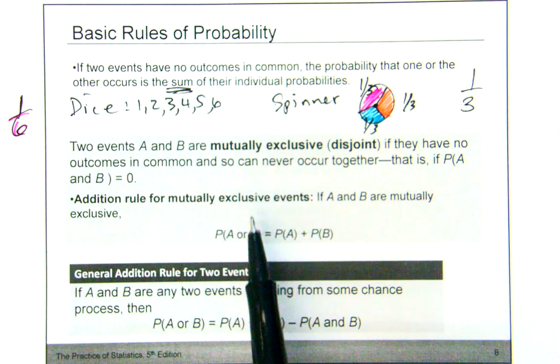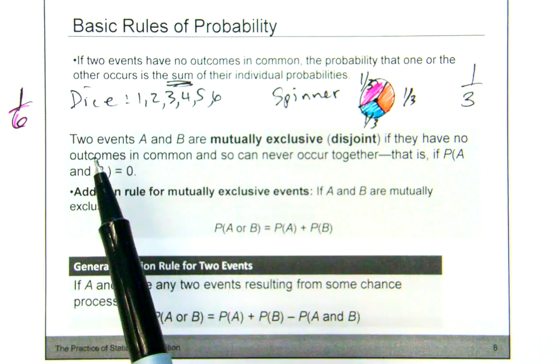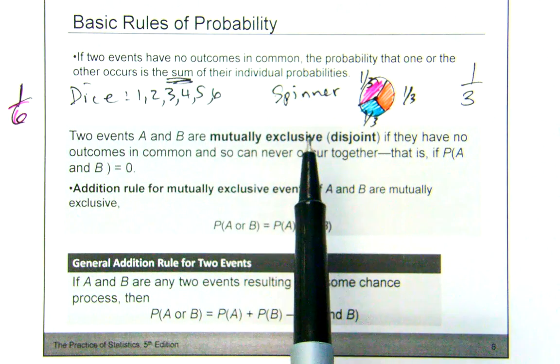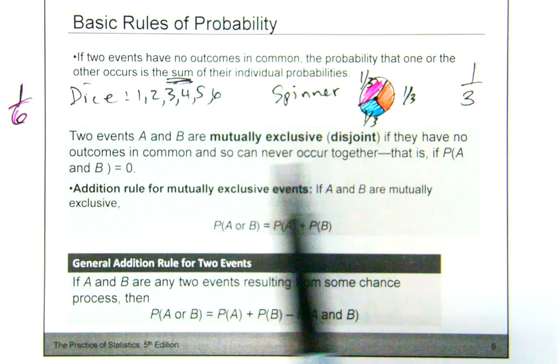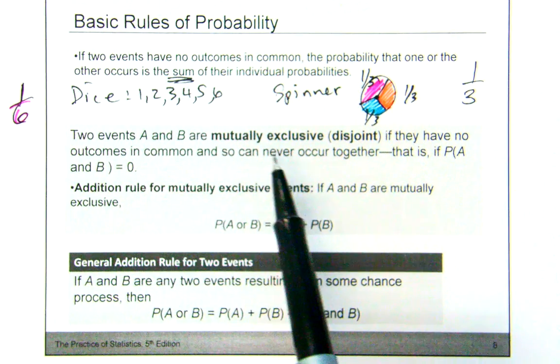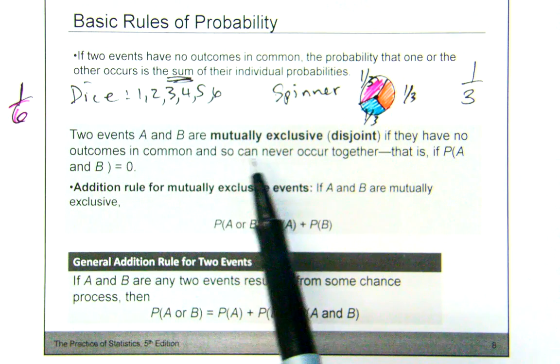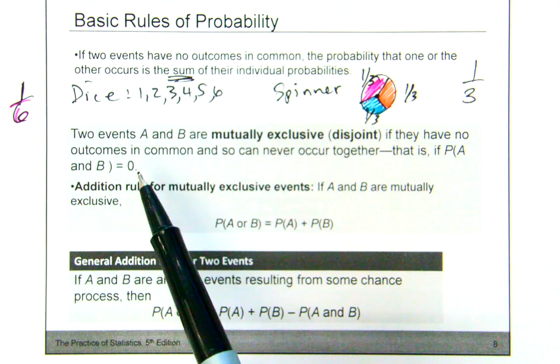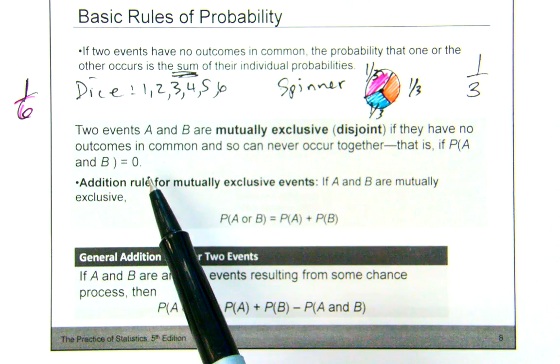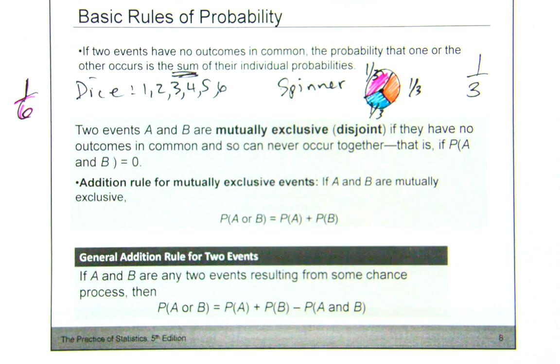But, okay, next thing. Two events A or B are mutually exclusive, or disjoint, so they have nothing to do with each other, they have no outcomes in common, so they can never occur together. That is, the probability of A and B equals 0. And I'm going to use the pierced ears and the males in a second here. If they are mutually exclusive, the probability of A and B should be equal to 0.